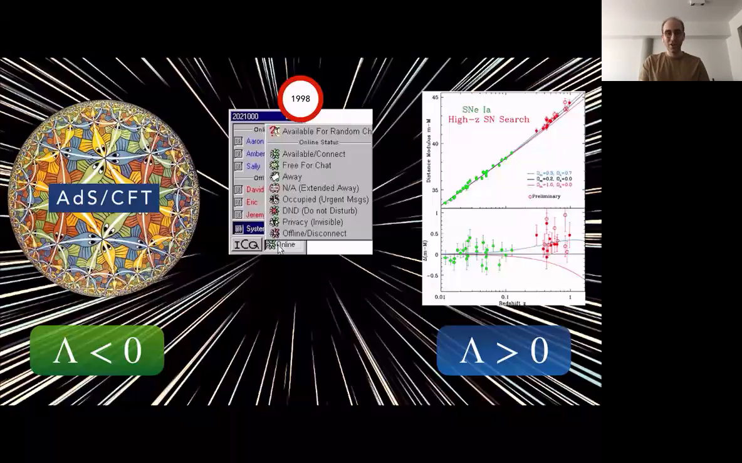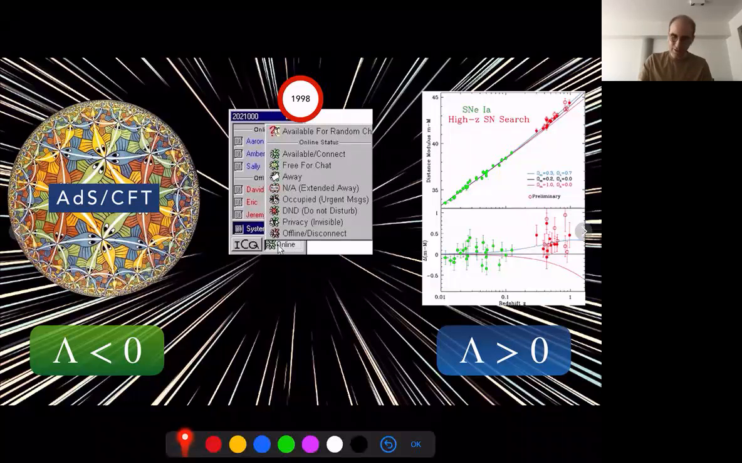So the idea of the talk is to try to understand how universes with positive cosmological constant, like the one we live in, can be described in some kind of framework closer to what we know about ADS-CFT.